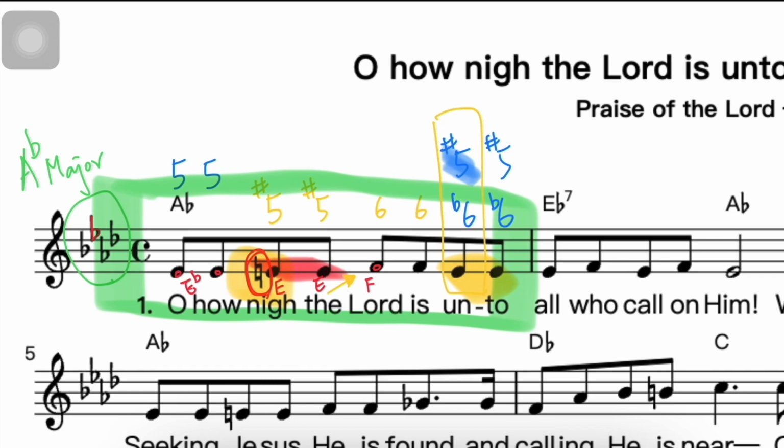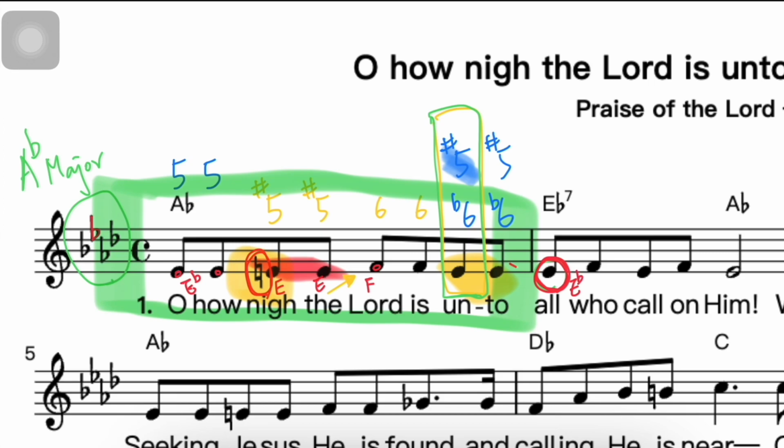They are the same. Okay, they're the same. So how to write this? We need to see the next one. Okay, next one will be what? This one will not be affected by the natural sign, so it will become E flat again.